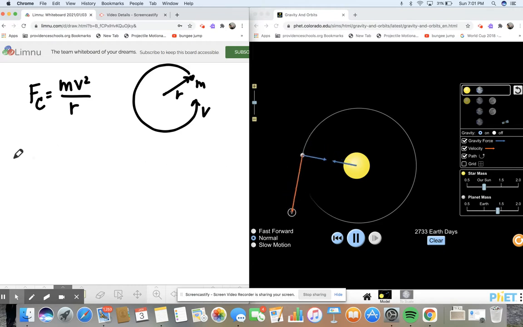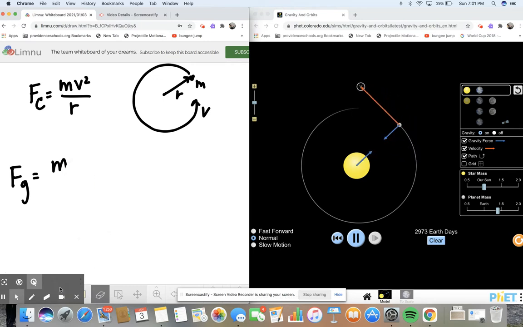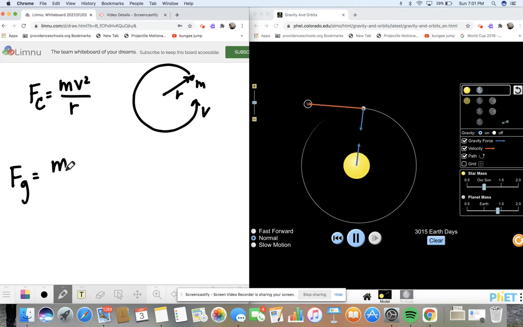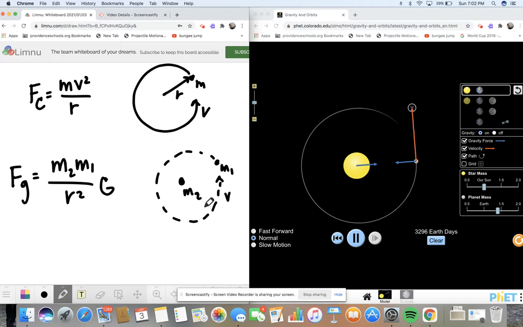Now we have a new equation that we just introduced, which is the force of gravity in this case is equal to m of our sun, or actually I'm going to call this m2, m1 over r squared times this constant g. So now our situation looks a little bit different. We have an m2 in the middle, we have an m1 on the outside, and this is orbiting around at some v. So similar, but now we have an object in the middle.